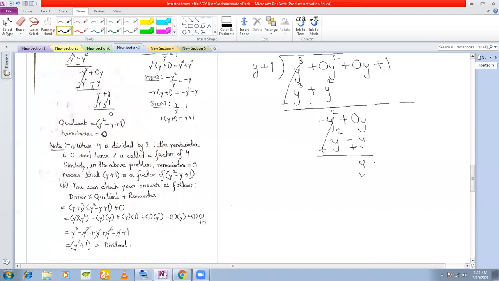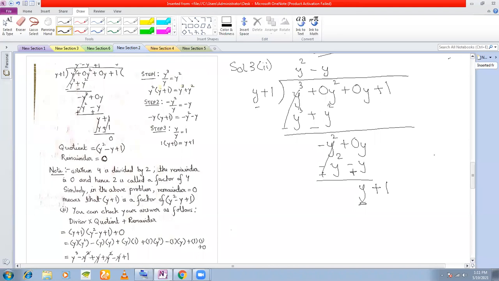So this is y and you bring down this one. So you get y plus 1. Now you see the leading term here is y, leading term here is y. So y by y will give you a 1. And 1 into the divisor, which is y plus 1, will give you y plus 1 only, right? So you write a plus 1 here and you have y plus 1. Subtract. Cancels. So you get nothing here. That means the remainder is 0.